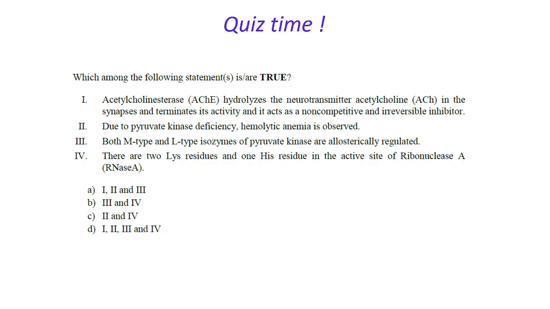So let's see what is 4. There are 2 lysine residues and 1 histidine residue in the active site of ribonuclease A. That is also wrong, because the active site of ribonuclease A contains 2 histidines, histidine 12 and, if I'm not wrong, 119, and 1 lysine residue at the 41st position, that is crucial for its catalytic activity. So 4 is also incorrect.